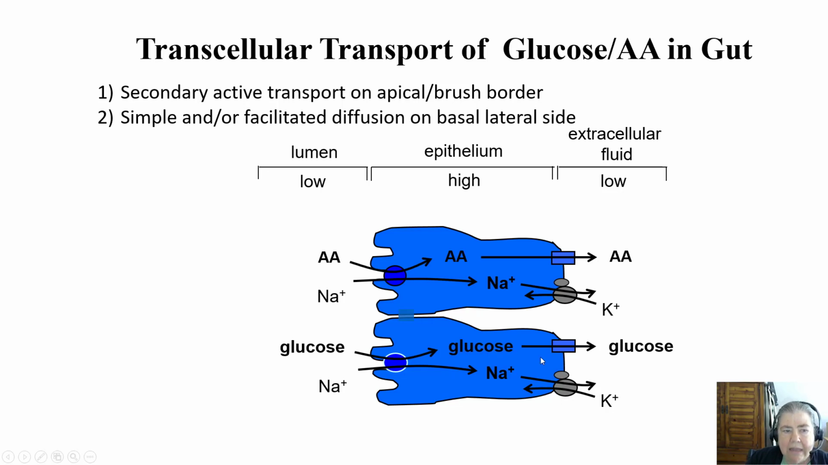Okay. On the luminal side, there is secondary active transport that is using the high concentration of sodium, in this case in the lumen, to cotransport both amino acids and glucose into the cell. And then there is facilitated diffusion, moving it from the inside of that cell into the extracellular fluid.